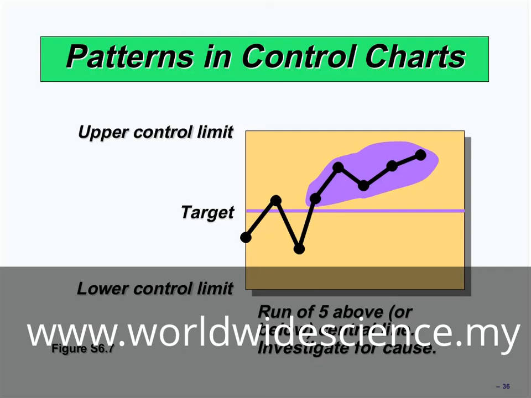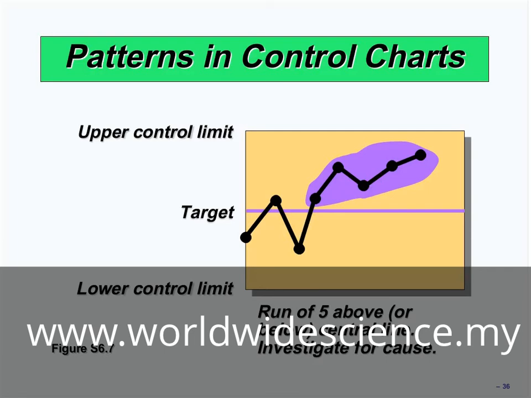This pattern also makes all of the operation managers worry about the future. Okay, in this behavior, most of the spots are above the target line. The target line means X bar bar in the X bar chart, R bar in the R chart, P bar in the P chart, and C bar in the C chart. The target is exactly in the middle of the UCL and LCL.